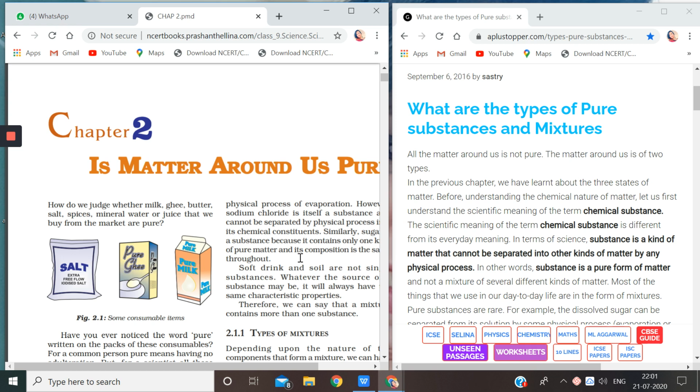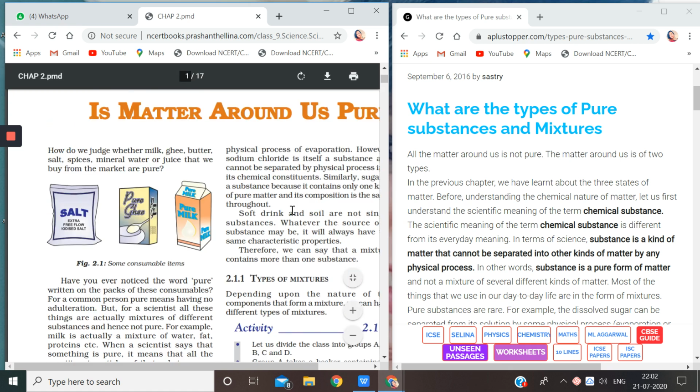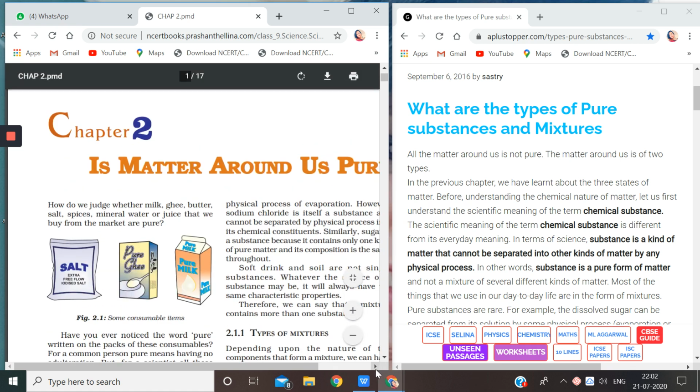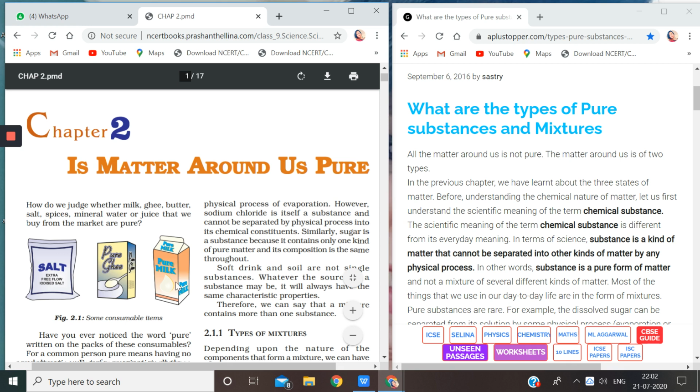The name of the chapter is Is Matter Around Us Pure? We have already done the first chapter of chemistry and now we are going to start with the second lesson, Is Matter Around Us Pure?